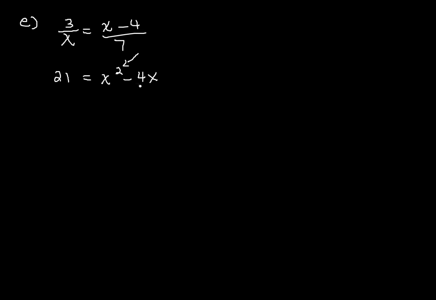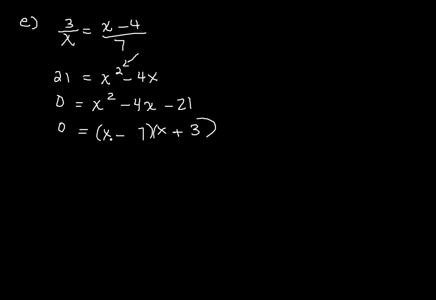Quadratic, because it's to the second degree, so it has to be set equal to 0. x squared minus 4x minus 21 equals 0. Quadratics have to be factored. So you get x, and I'm guessing 7 and 3, negative, positive. Because the outer is positive 3x, the inner is negative 7x. Add those together and you get negative 4x. So set those each equal to 0. You get x equals 7 and x equals negative 3. 2 answers for that one.